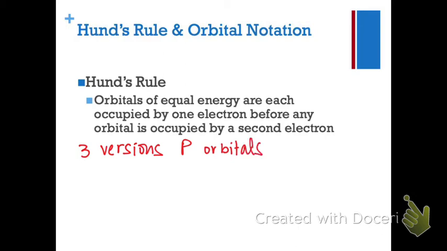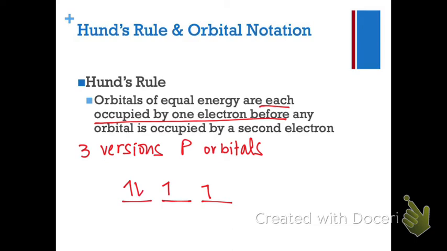All the p orbitals have the same amount of energy. They are on the same energy level. So if I draw my 3 versions of p orbitals here, we just draw them as lines. Let's say I needed to represent an element that was 3p4. So I need to draw in 4 electrons. But I have to follow Hund's rule, and I can't just draw them in 1, 2, 3, 4. That's no good. What Hund's rule says is that orbitals of equal energy are each occupied by 1 electron before anyone gets a second electron. So when I put in my 4 electrons, it would go 1, 2, 3, and then 4.